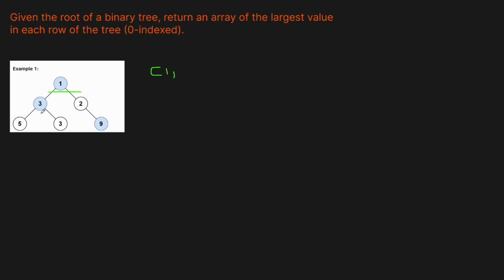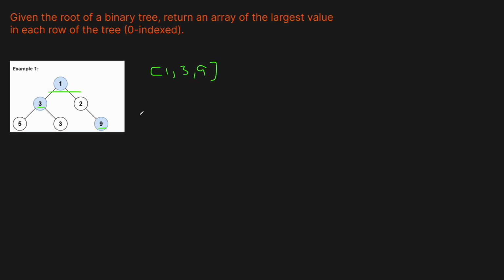On the second level we have two items, a node with a value 3 and a node with a value 2. Obviously 3 is bigger than 2, so for that level 3 is the largest element. And in the last level we have elements 5, 3, and 9. Obviously out of those three, 9 is the largest, so for that level we would add 9.